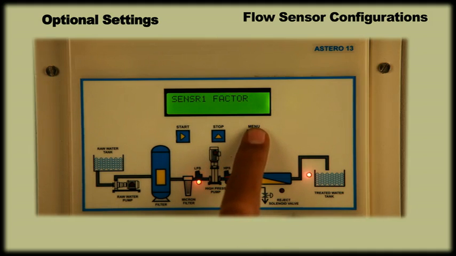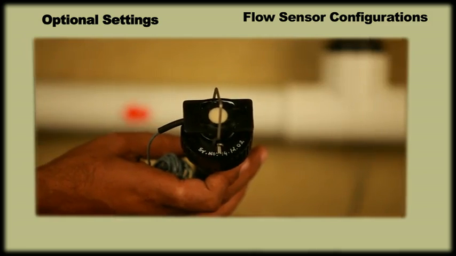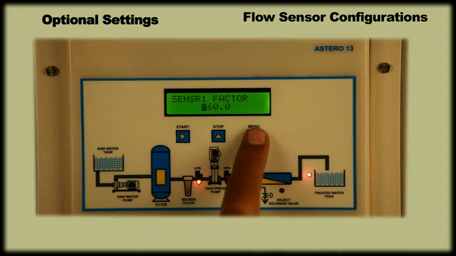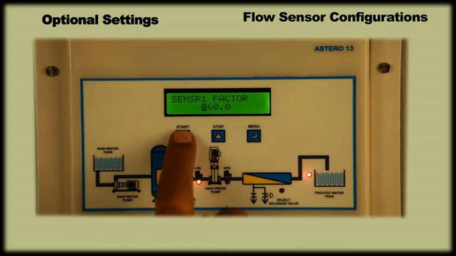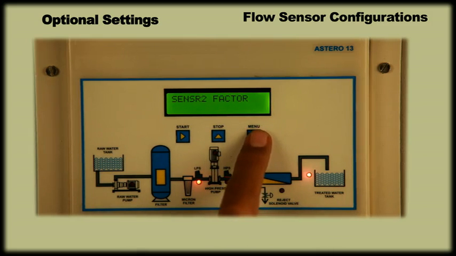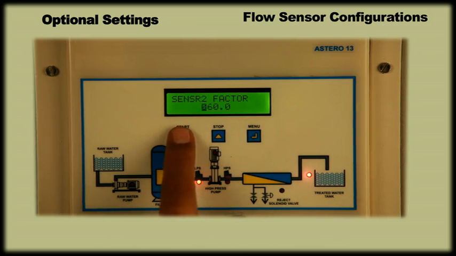Now the display will ask for sensor 1 factor. Sensor 1 is always located on the permeate line. This factor can be found written on the body of sensor. Press menu key and enter the correct factor. If number of sensors selected is 2, then by pressing the menu key again, it will ask for sensor 2 factor. Enter the correct factor and press menu key to end.